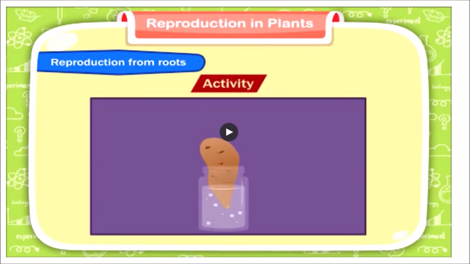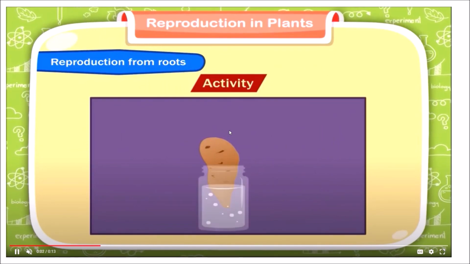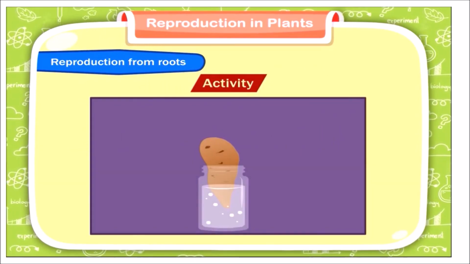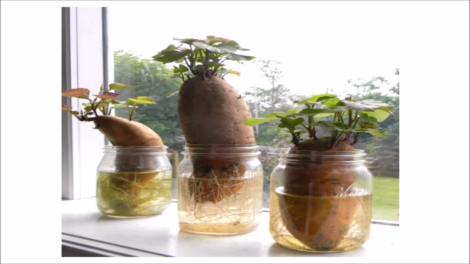Now, activity. Take a sweet potato and put it in a bottle containing water using toothpicks. You will find that after a few days a new plant grows in the bottle.